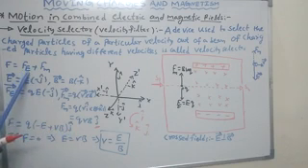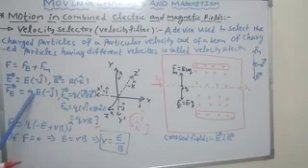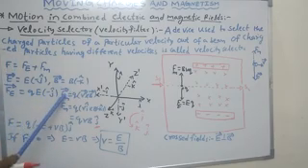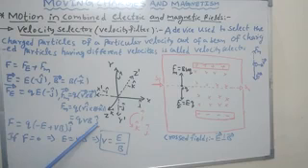Substituting: Fe is minus EQ j cap. Fm is QVB j cap. Here Q j cap is taken common, and what remains is minus E plus VB. Correct? So F is equal to Q into (minus E plus VB) j cap.